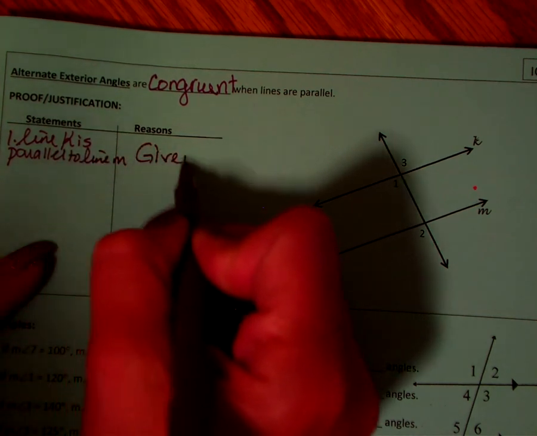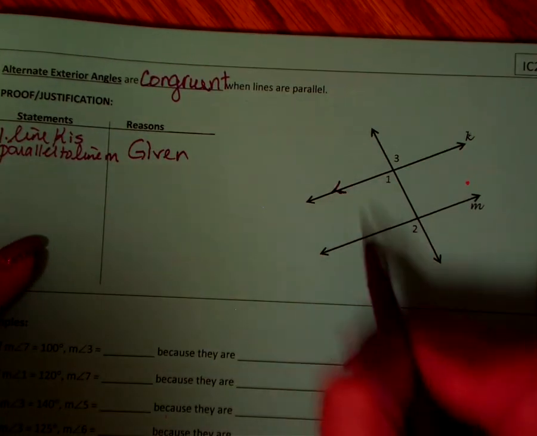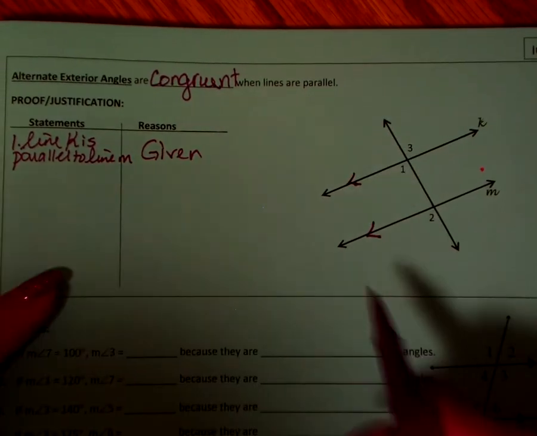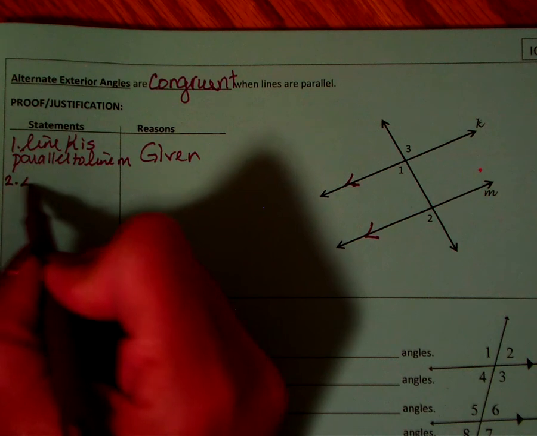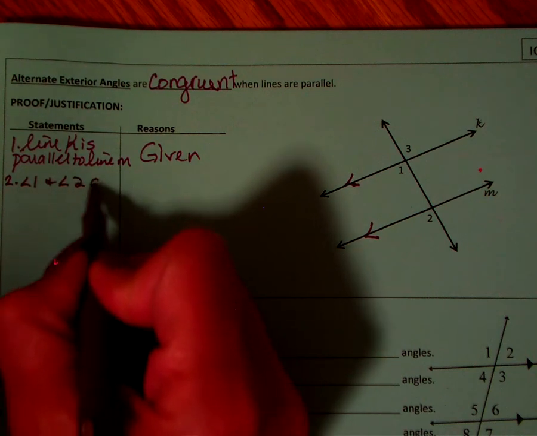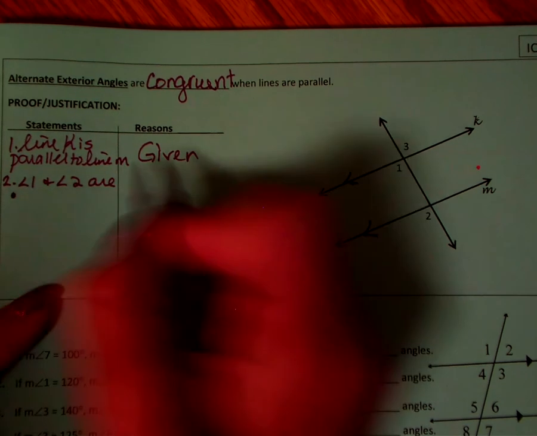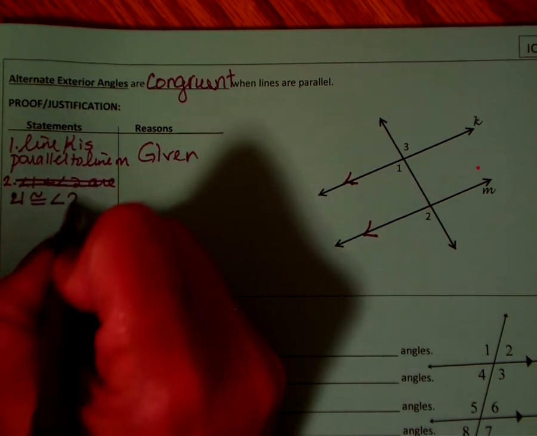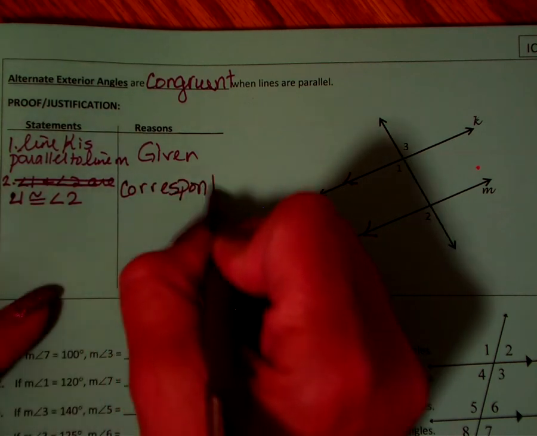And that's given, right? It's given in the, well, it should have our little arrows to show that they're parallel. Okay, next we know angle 1 and 2 are corresponding. I wrote that wrong. Angle 1 is congruent to angle 2 because they're corresponding angles. Sorry, I wrote that wrong to start with.